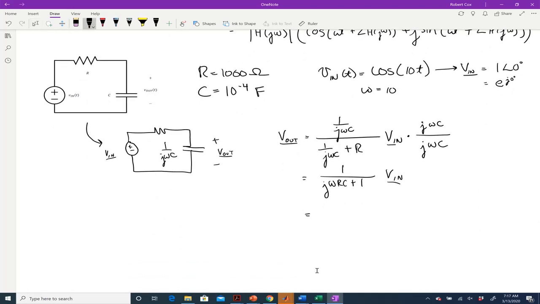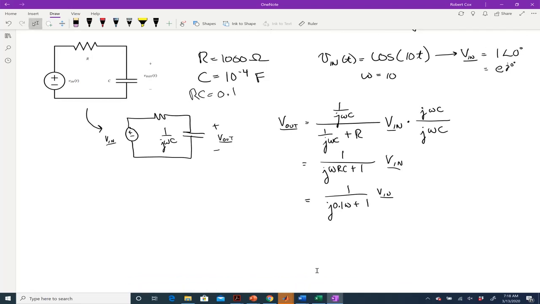If I look at that real quick, and I plug in those numbers, I get 1 over j 0.1 times omega plus 1. Remember, R times C here, RC equals 0.1. So that times Vin. And wow, that looks a lot like what we saw above. This term, 1 over j times 0.1 omega plus 1, is equal to H evaluated at j omega.